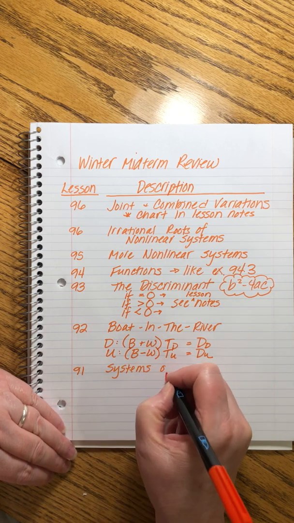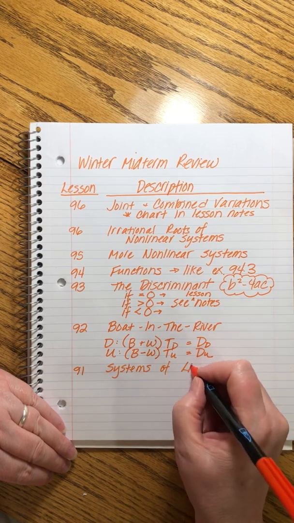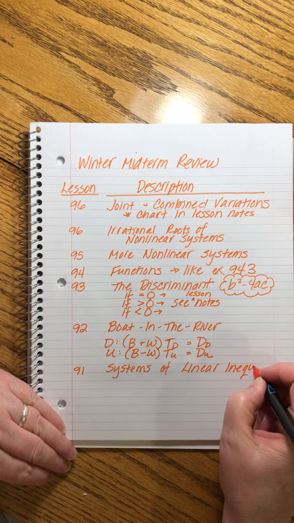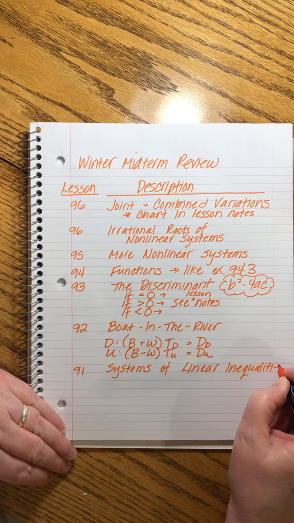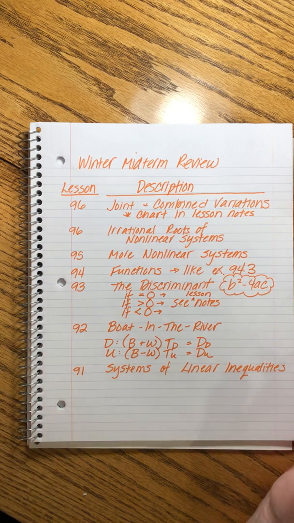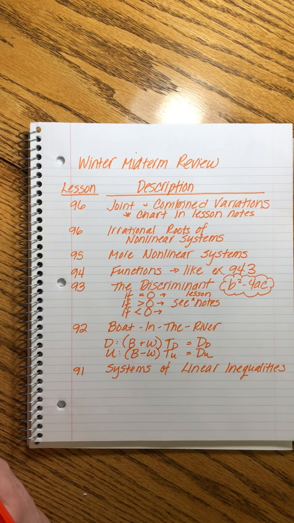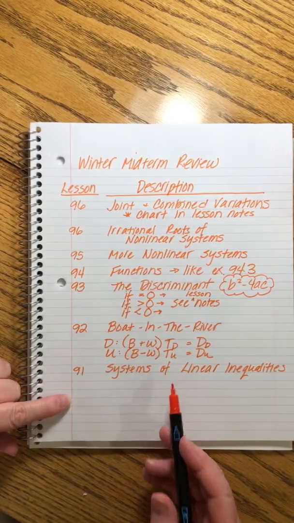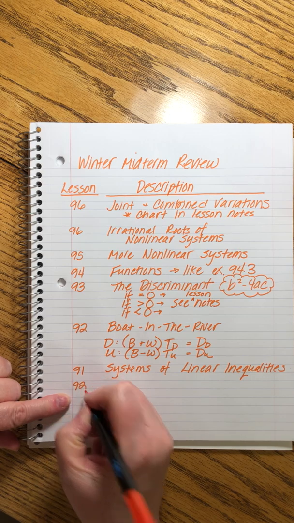91. Systems of linear inequalities. This is where you graph the two lines and then you shade the inequality region and then you look for where the two areas overlap, right? It's where you use the colors and the lines and you shade things in. These are pretty fun. I like these. There's nothing special you really need to know about them.